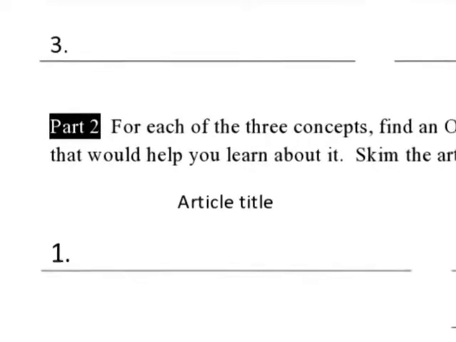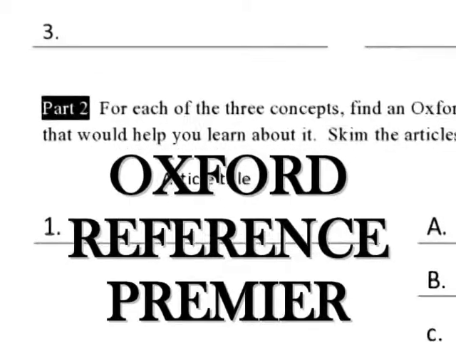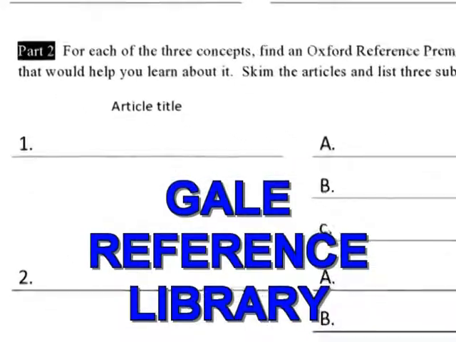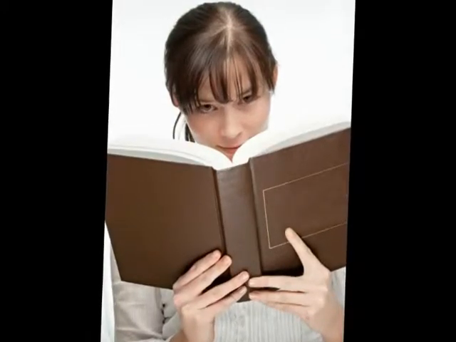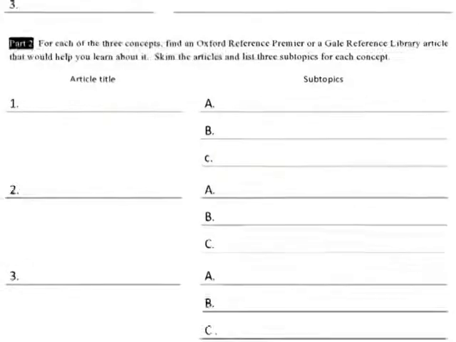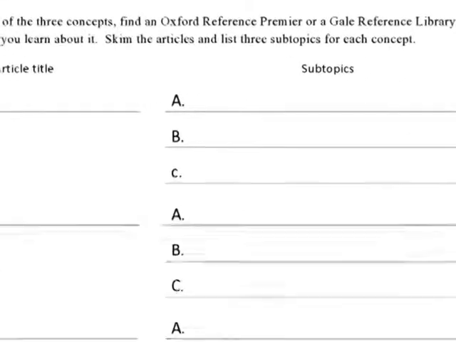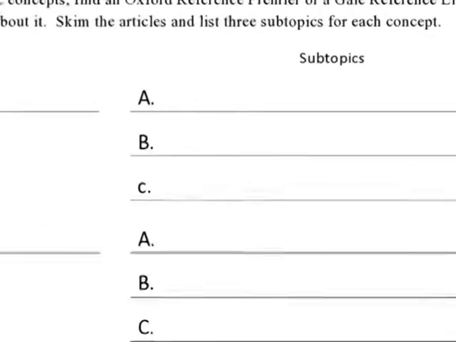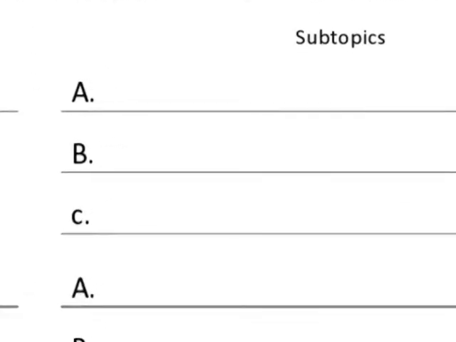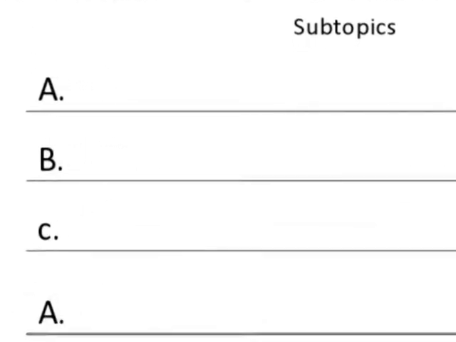For part 2, you will find an article in either Oxford Reference Premier or the Gale Reference Library for each of these concepts. Skim the articles and find what important subtopics fall under that concept. For any given concept, there are a number of subtopics or smaller ideas you could write about. And a well-written concept paper will do a good job of addressing several subtopics.